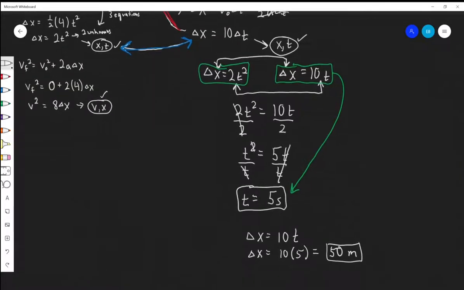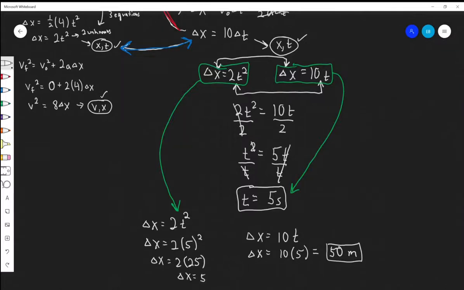Okay. And I could test this, I could check this and make sure this is right. I can plug it into my other change in x equation. So let's go ahead and do that very quickly. So we do a little check. So we have change in x equals 2 times t squared. So change in x is 2 times 5 quantity squared. Change in x is 2, and 5 times 5 is 25. 2 times 25, change in x equals 50. So it all works. Physics isn't broken. We haven't destroyed the universe.